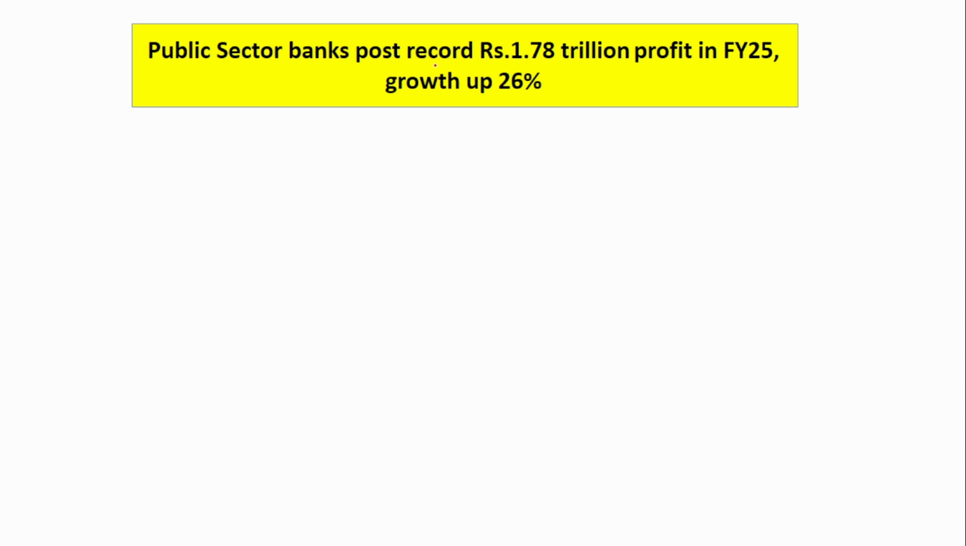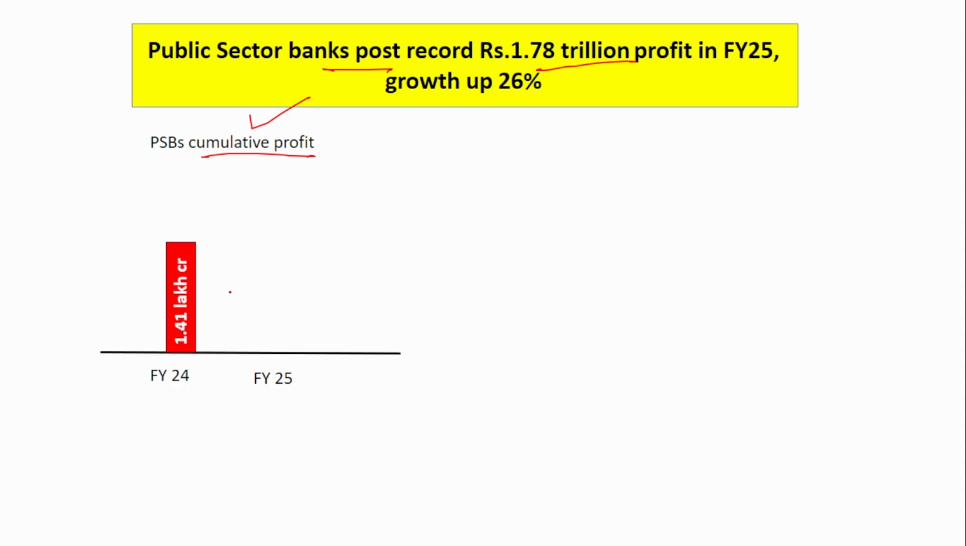The next news is about the profits reported by the public sector banks. The public sector banks' overall cumulative profit increased from 1.41 lakh crore in financial year 24 to 1.78 lakh crore. So a growth of almost 26% was observed, from 1.41 lakh crore to 1.78 lakh crore in just a span of 1 year.